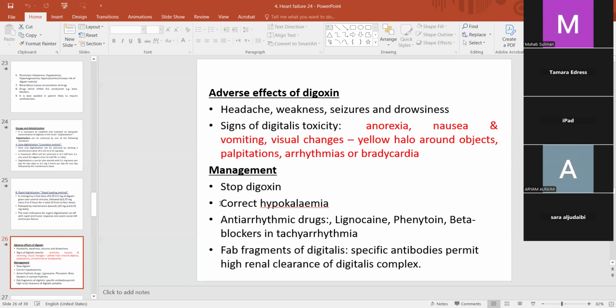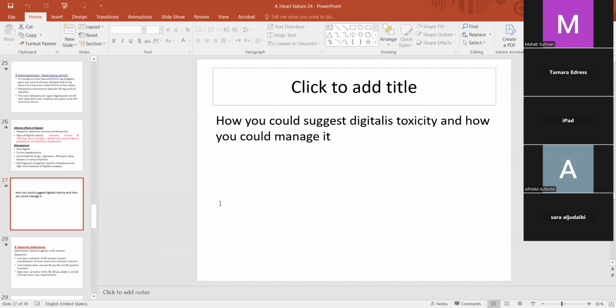Then if the patient is not responding or is severely ill, we can give a direct antidote for the digoxin. We have an antibody which directly binds to the digoxin, inactivates it, and is excreted with the digoxin by the kidney, so it increases the excretion of the digoxin. This is known as Fab fragment or Fab antibodies, which is the antidote for digoxin. We can give the patient this antibody. So this is the treatment.